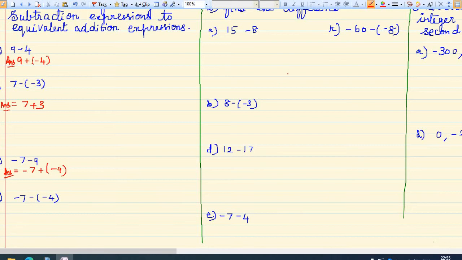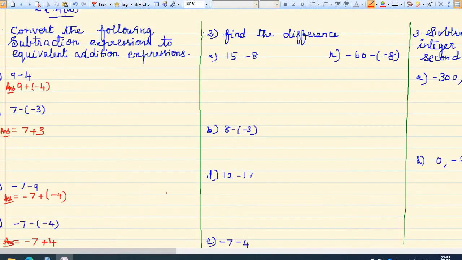When I come to this sum, listen children, minus 7 minus of minus 4. See this, minus into minus is plus. So minus 7 plus 4 is the answer. Can you clear this?